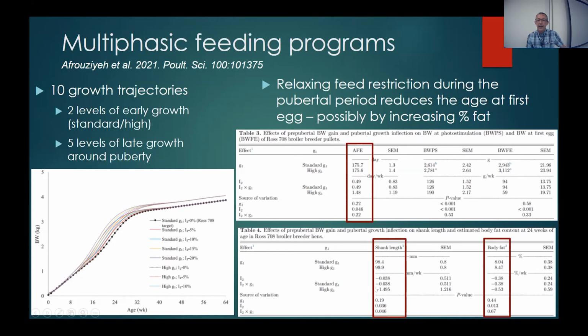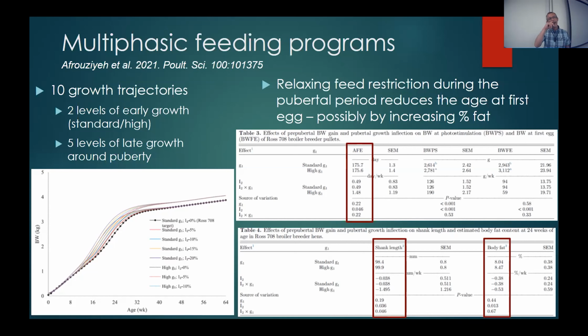Similarly, when we look at body composition, it was also beneficial when it came to shank length, meaning it helped the birds achieve optimum body frame size, but it also resulted in differences in fat, with an increase in adipose tissue.